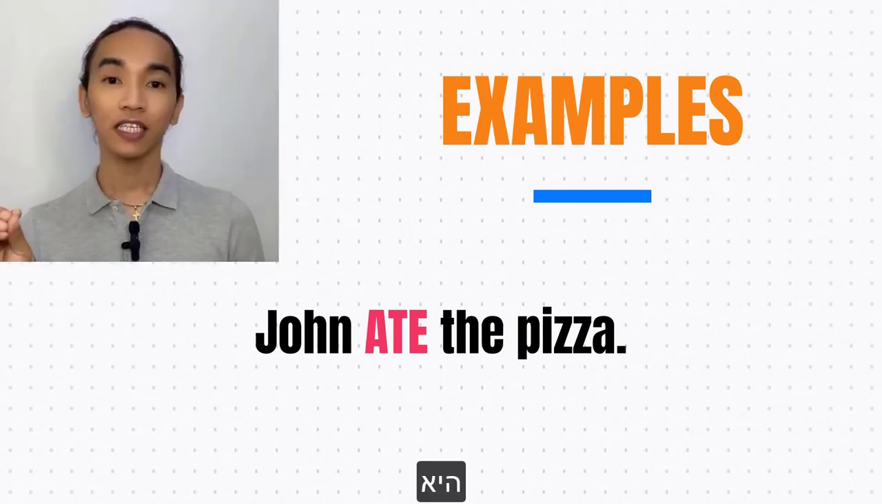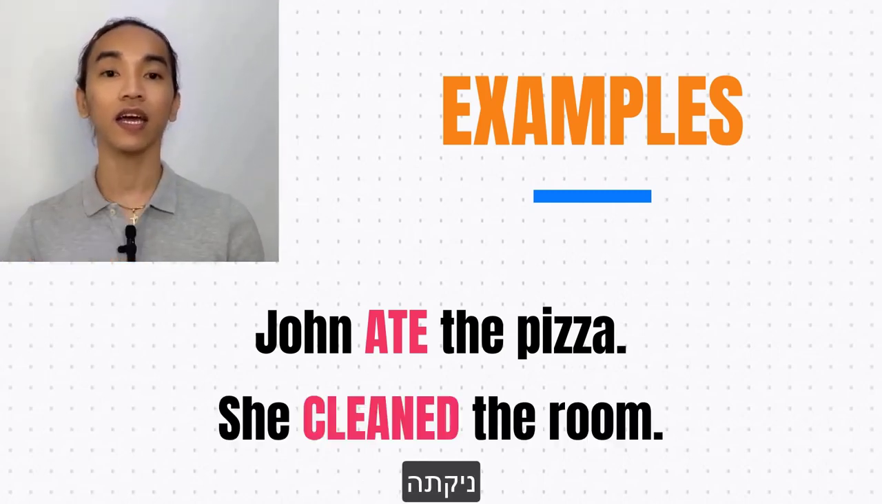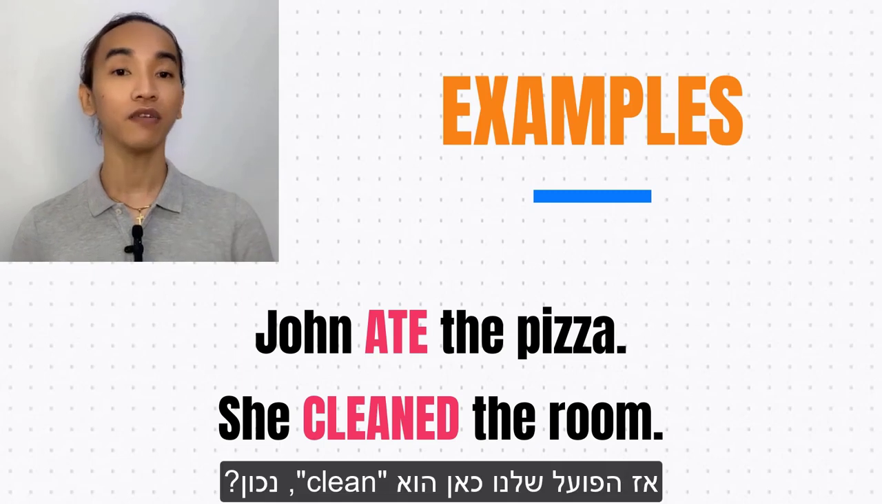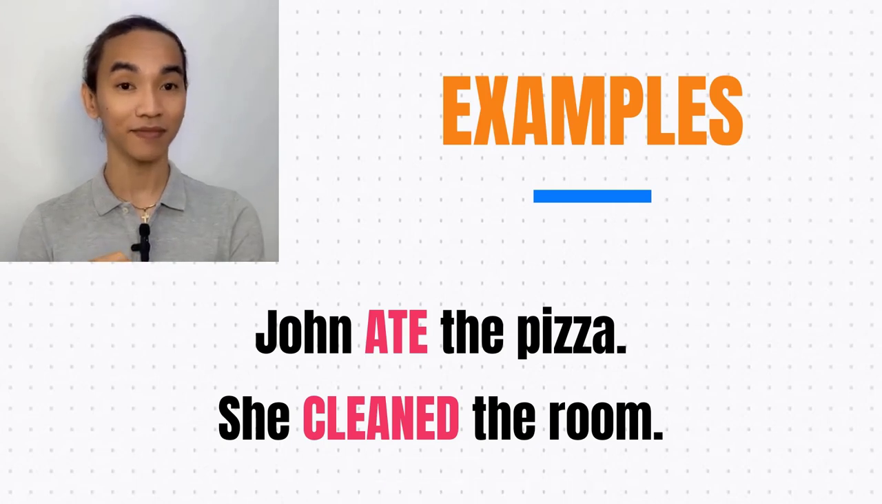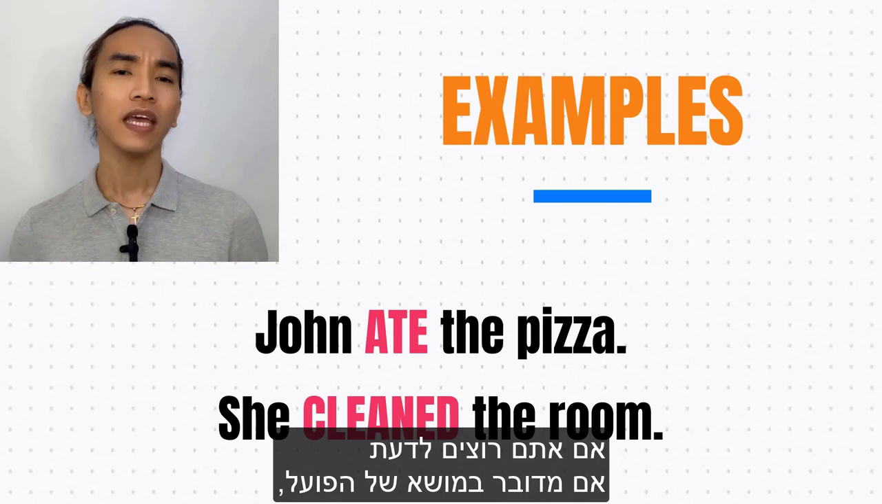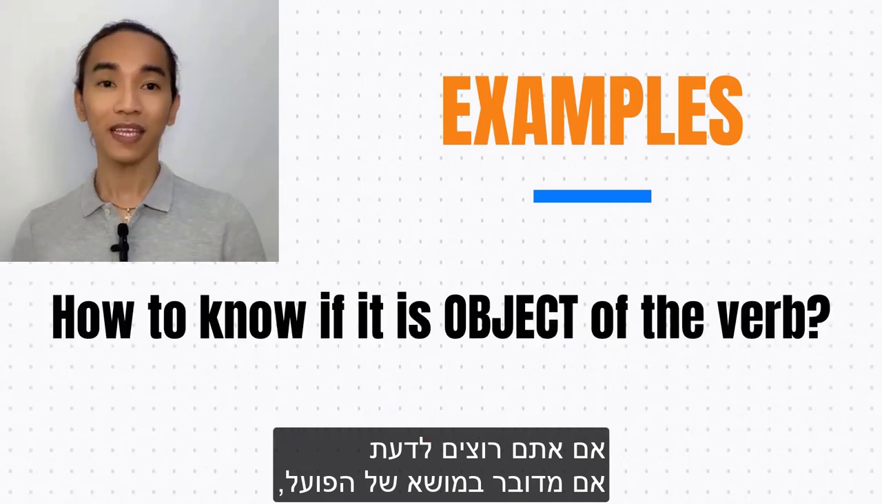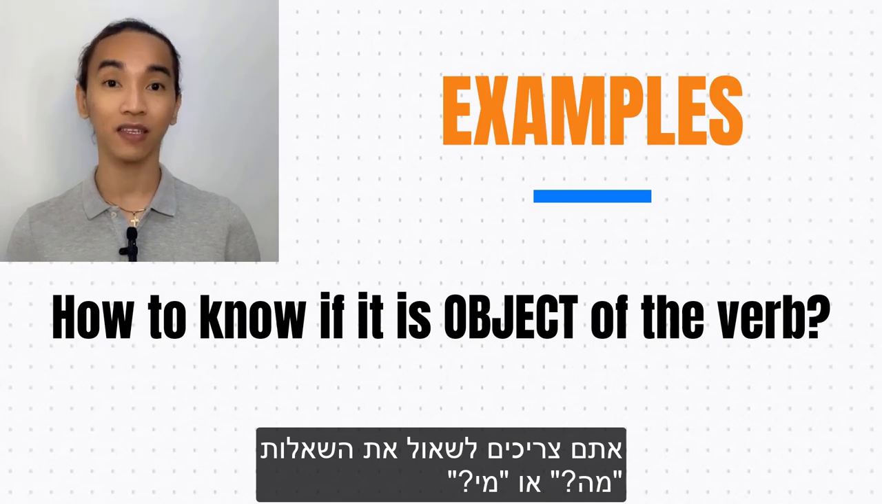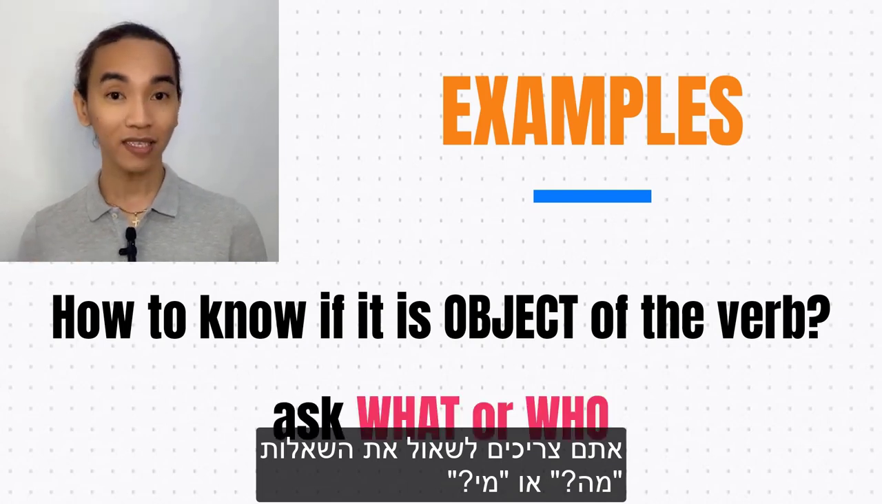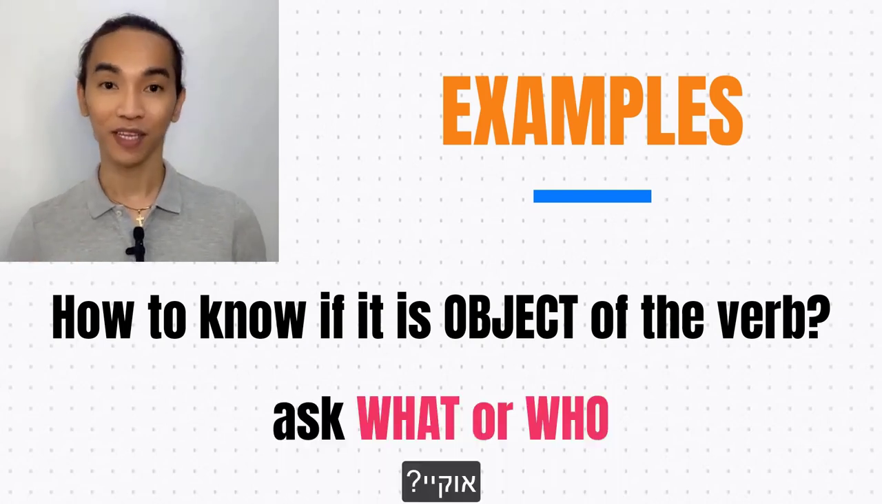Another, she cleaned the room. So our verb here is clean, right? So what is the object of clean? So that is the room, okay? Now, if you want to know if this is an object of the verb, you have to ask the questions what or who, okay?